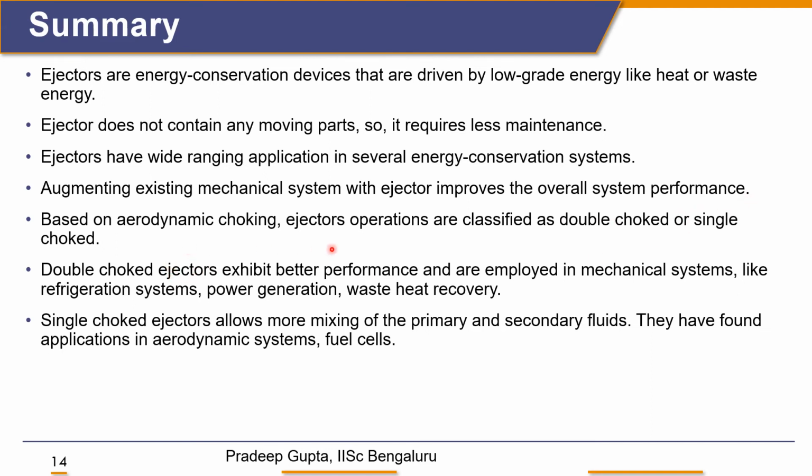Based on aerodynamic choking, ejector operations are classified as double choke and single choke mode. The double choke mode is called the critical flow region, and the single choke mode is called the mixed flow region. Double choke mode ejectors have better performance and are employed in mechanical systems like refrigeration systems, power generation, and waste heat recovery. On the other hand, single choke ejectors allow more mixing of the primary and secondary flow. That's why they are found in aerodynamic systems such as propulsion systems or rocket-based turbine engines and fuel cells as well.